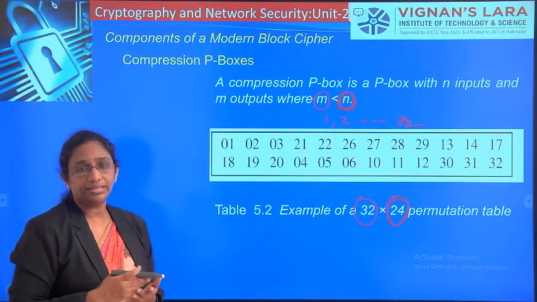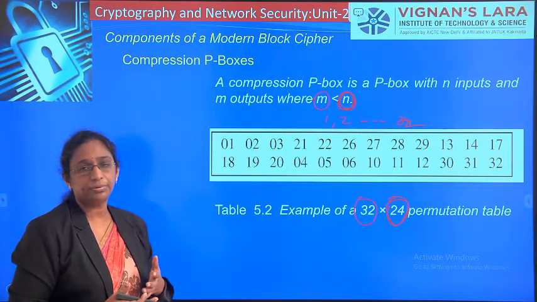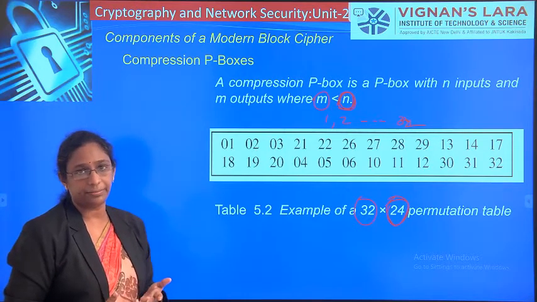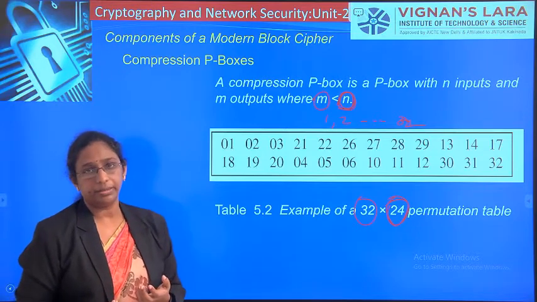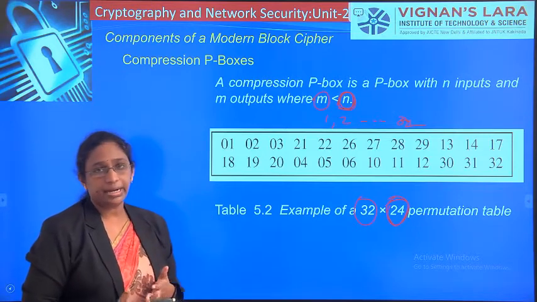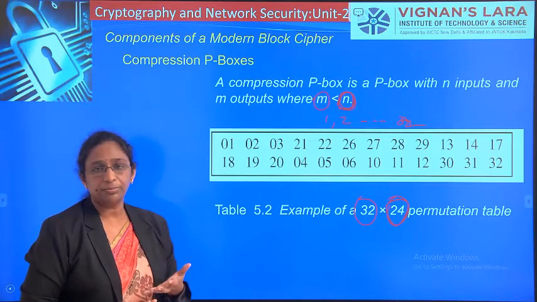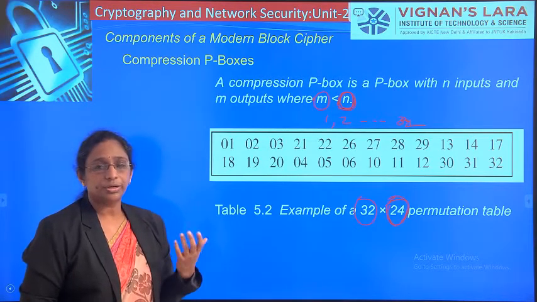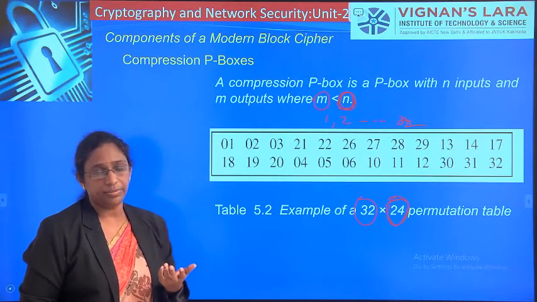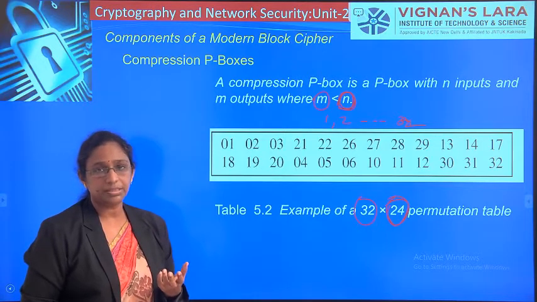First, the straight P box, where the number of inputs and the number of outputs will be the same. Each input bit will be mapped to one output bit. Second, we have a compression box where the number of inputs will be more and the number of outputs will be less. So here we have to discard some input bits. By discarding some input bits, we will be getting a smaller number of outputs.